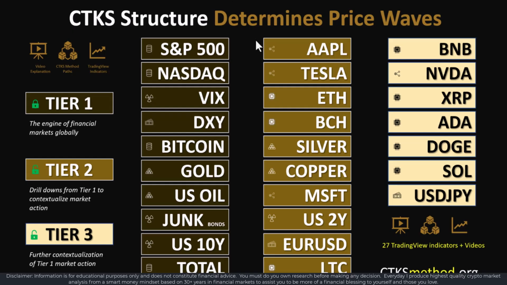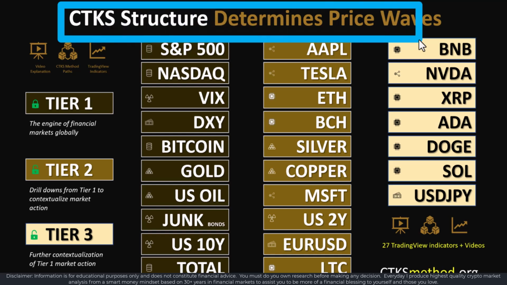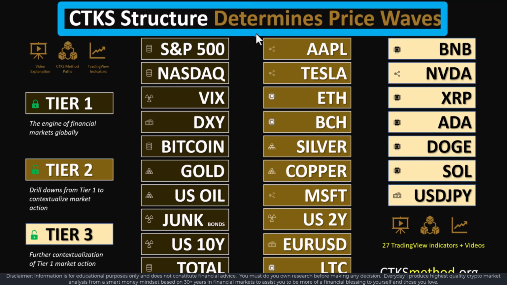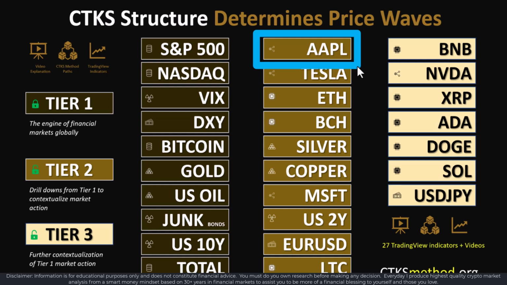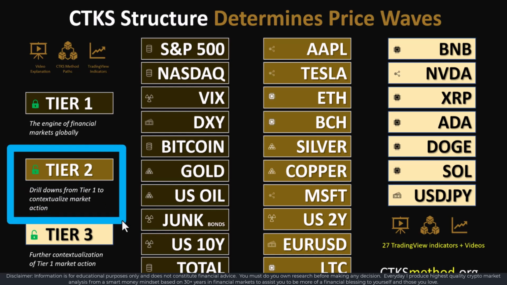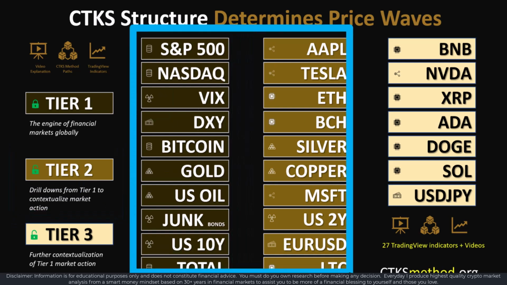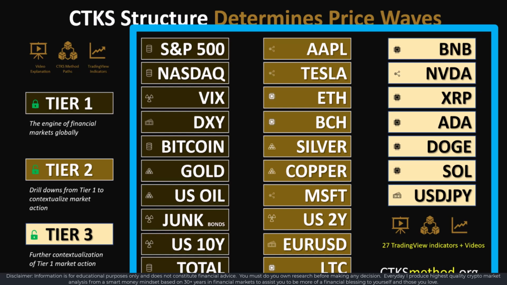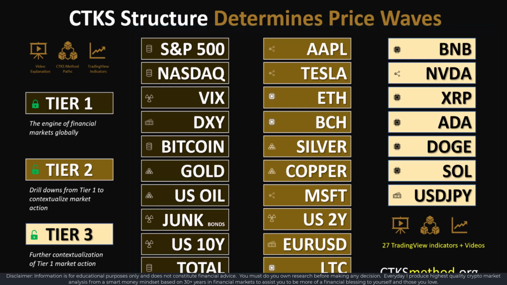As sophisticated traders and investors, we understand the CTKS structure determines price waves. We've seen Apple's price come down, but where did it come down to? We understand that Apple is a Tier 2 chart, and it's within the context of the Tier 1, Tier 2, and the Tier 3 charts that we can look at the market. Let's have a look at the CTKS structure.